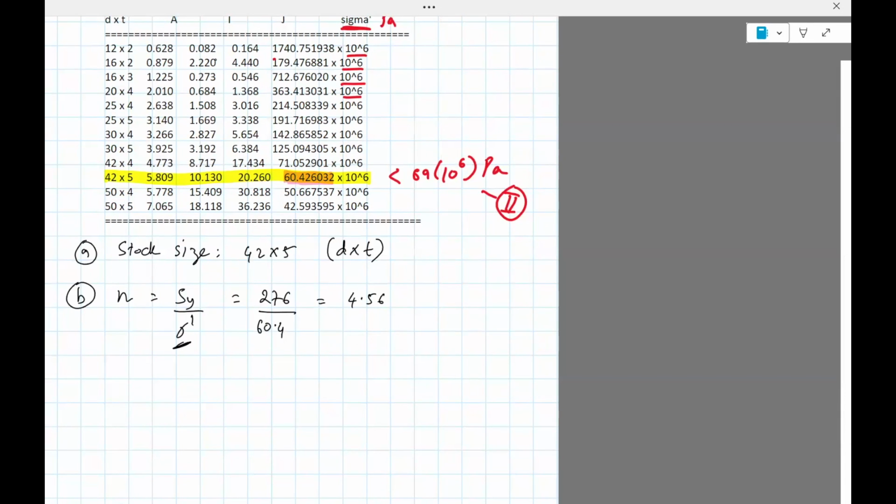So the factor of safety is 4.56. I started with a design factor of 4, but ended up with a factor of safety of 4.56, a higher factor of safety. That's because the stock size I'm looking for to get exactly 4 is not available. I need to go for a bigger size, and a bigger size would mean that the factor of safety would increase. The design is beefier than it should be, but that's okay.